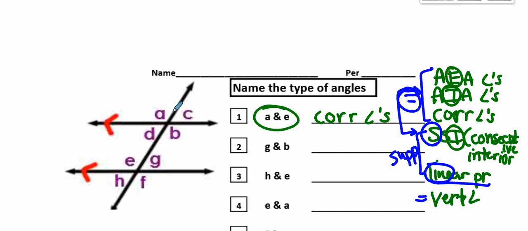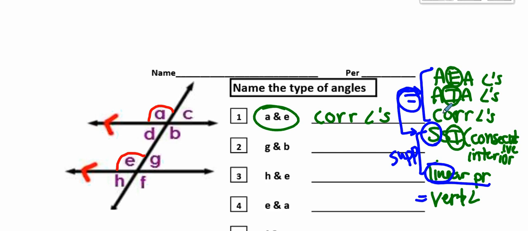A and E. This angle is A. This angle is E. Now these are on the same side of the transversal. One's interior and one's exterior. That's the definition of corresponding. And that's why I've written corresponding angles here.